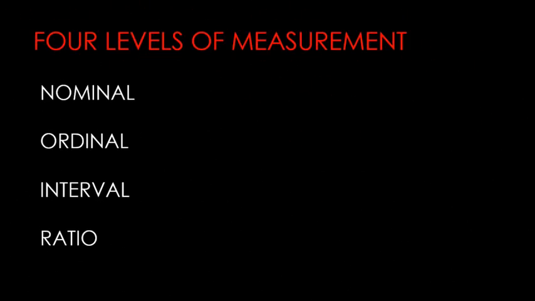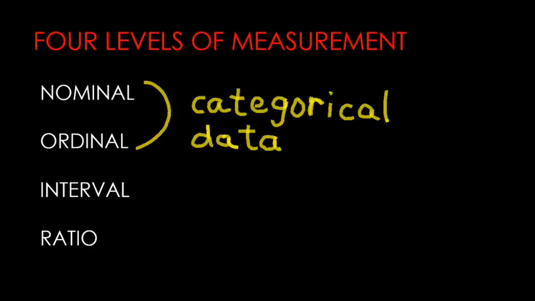Once we have collected data, we need to know the types of measurement scales and the level of measurement for the data before we can apply statistical techniques to analyze it. There are 4 levels of measurement we need to be concerned about. These are nominal, ordinal, interval, and ratio scale data. The first 2, nominal and ordinal, result from categorical data.